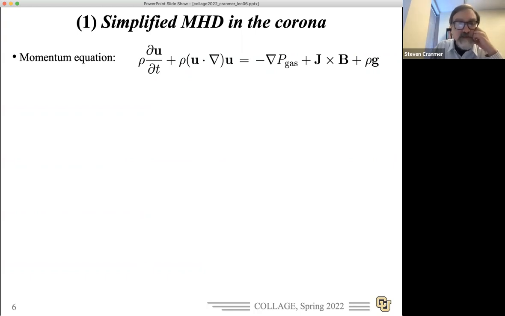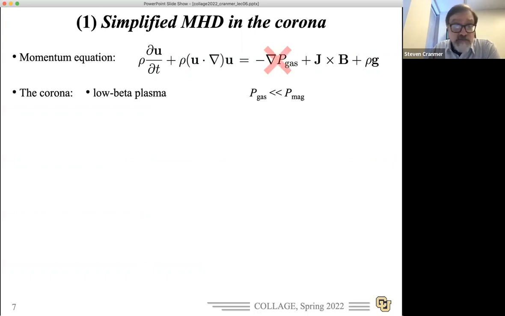The momentum equation is basically F equals ma. We've got acceleration on the left, and a sum of forces acting on a little parcel of the plasma on the right. And let's just think about the corona, where the plasma beta is very low. When we start out, well, if the beta is low, then we can usually ignore the gas pressure in comparison to the magnetic pressure that's sort of hiding in the J cross B term here. So we can ignore one term.